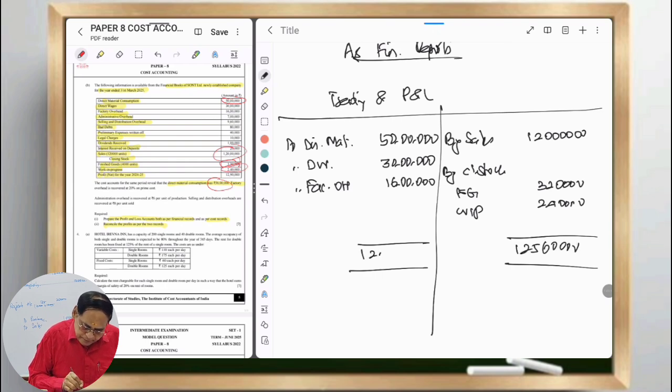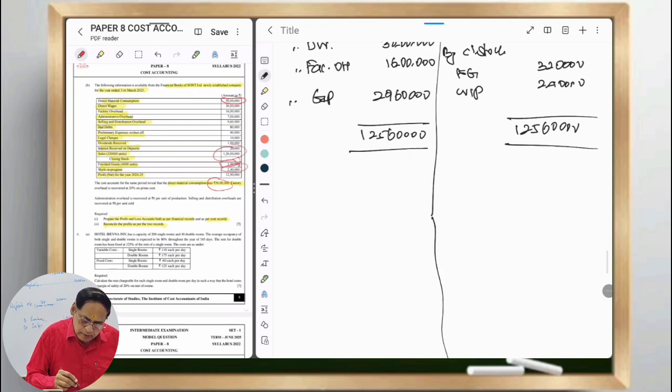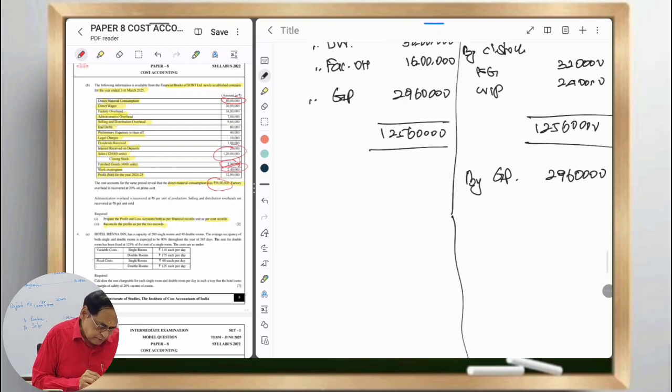If we balance, minus 50 lakhs, minus 30 lakhs, minus 16 lakhs. So 29 lakh 60,000 to gross profit. And then we will find out by GP how much? 29 lakh 60,000. And then selling and distribution, we have to post selling and distribution.